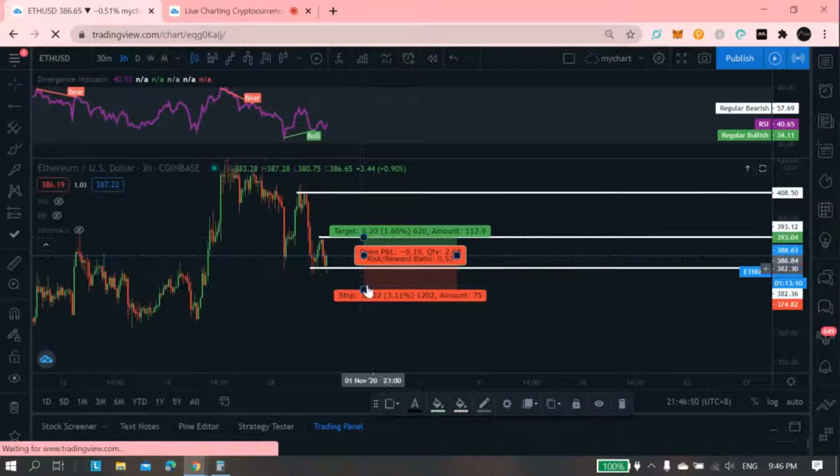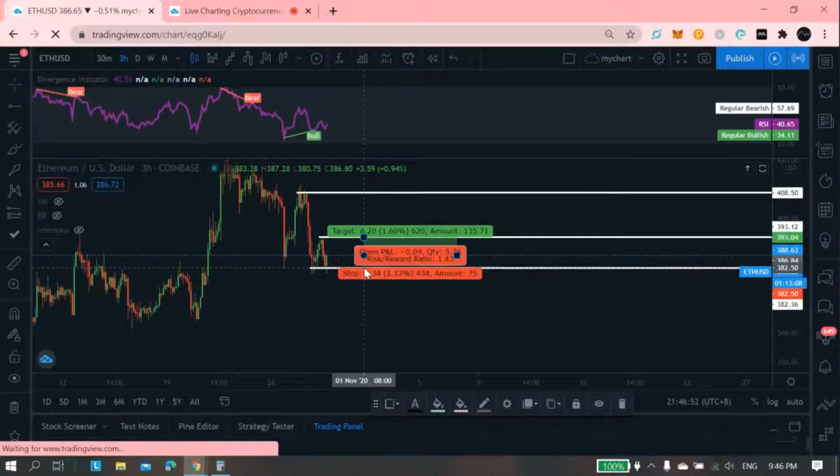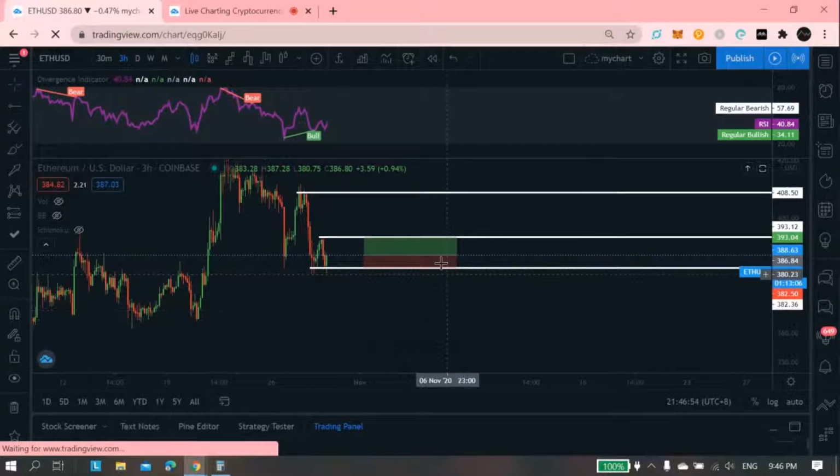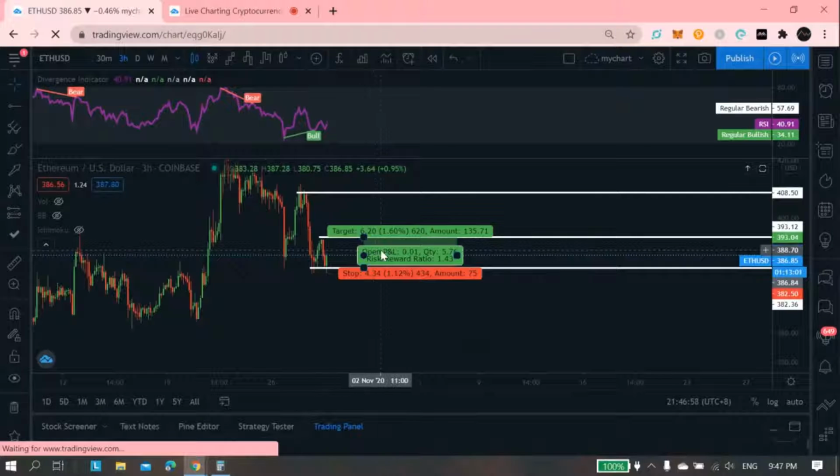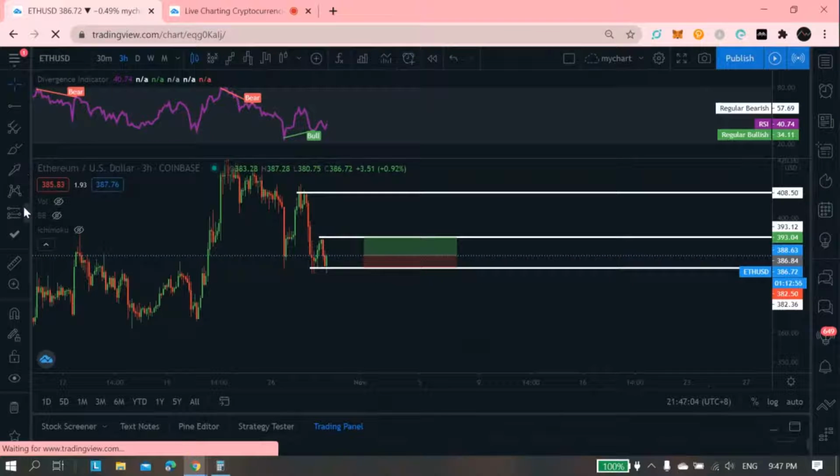So at this rate, if my TP is the 393, that's just a risk reward ratio of 1.43. Normally, if that's the only risk reward ratio, I'm not trading it.